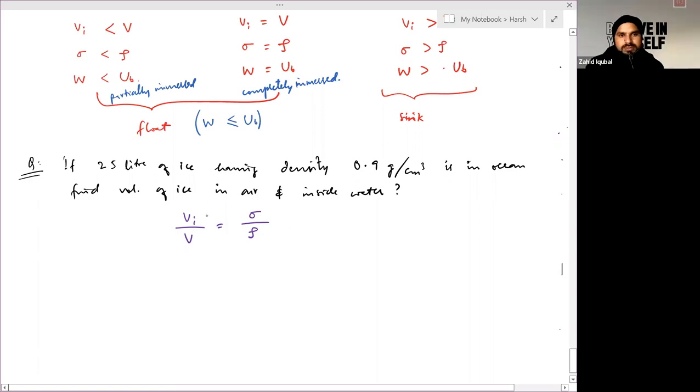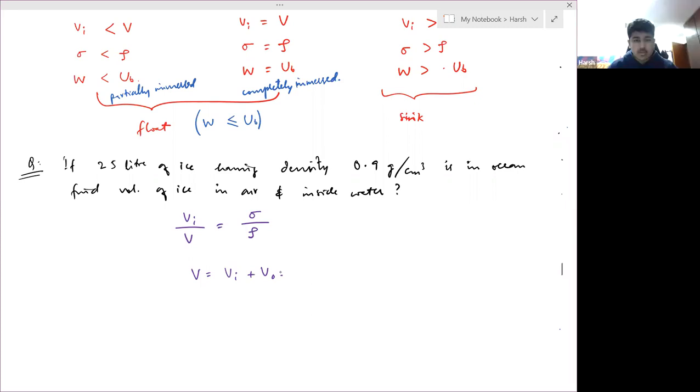Now, using this, you'll be able to calculate volume of object immersed, and then total volume equals volume of object inside plus volume of object outside. Then you'll get total volume of ice that will be out of water. Is it clear? Yes, sir. Try to find.